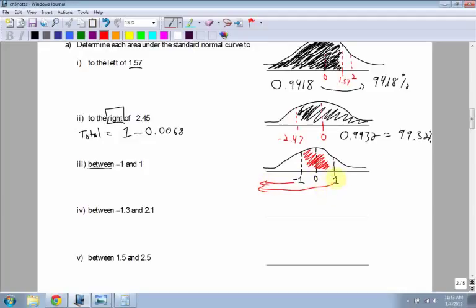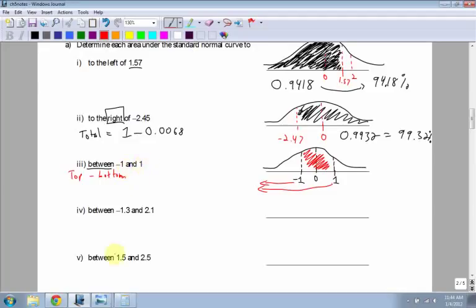So what I have to do is take the top one, all that area, subtract off the bottom area, and then I'll be left with just what's in between. So take the top minus the bottom. Top minus bottom. Okay, but we still have to use our Z tables to figure this out.